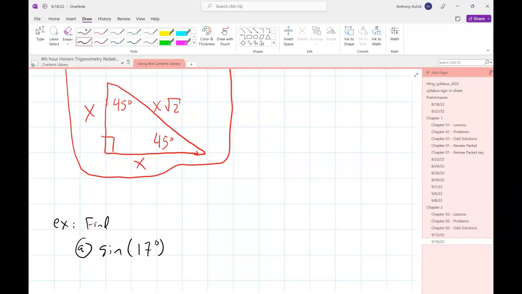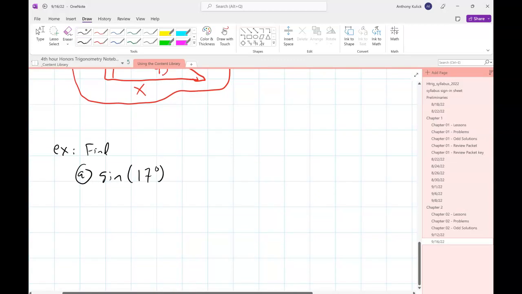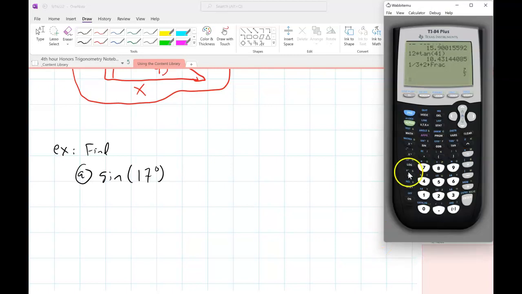Okay. What if I ask you to find sine of 17 degrees? Notice the directions there are not specific. You should use your calculator. Before I do this, though, what do I need to check on my calculator? I need to check the mode, right? Because this is a 17-degree angle.